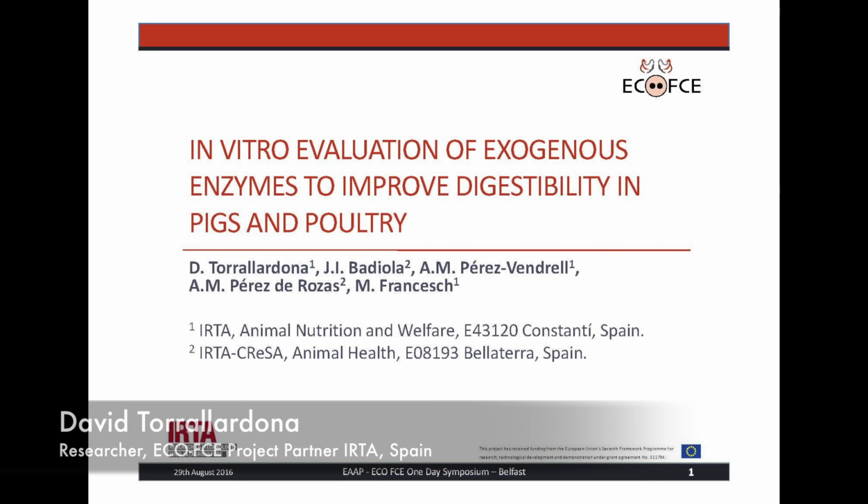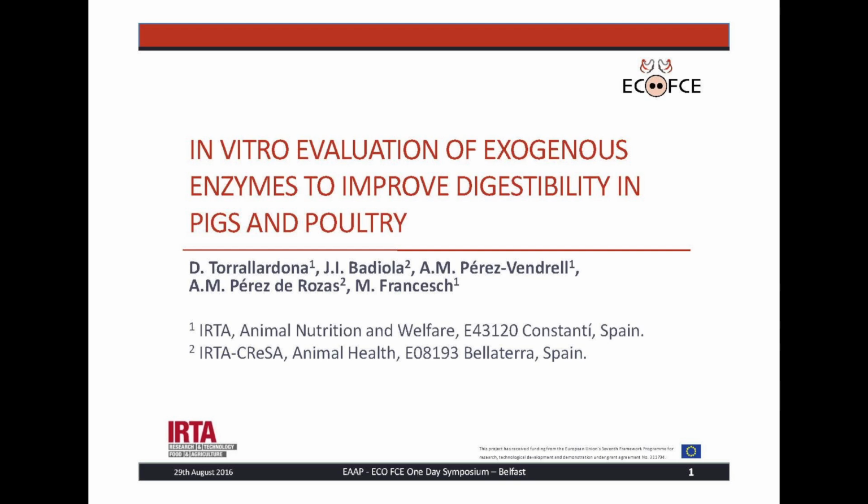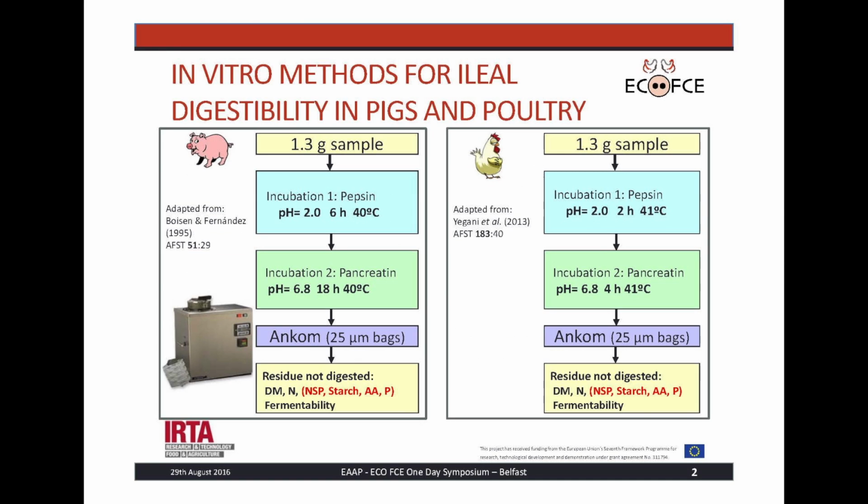Okay, I'm going to present some work we've conducted on an in vitro approach to perform screening of different endogenous, exogenous enzymes and applied on different ingredients to see if we could improve digestibility in pigs and poultry. To do that, we used the in vitro method from Boisen and Fernandez, which we adapted to be used in a non-com fiber analyzer that allowed us to use much bigger samples.